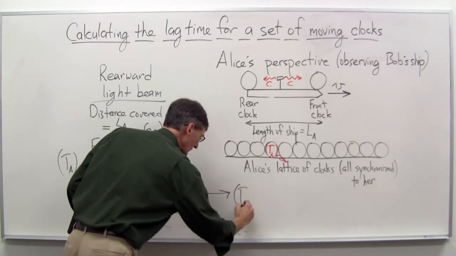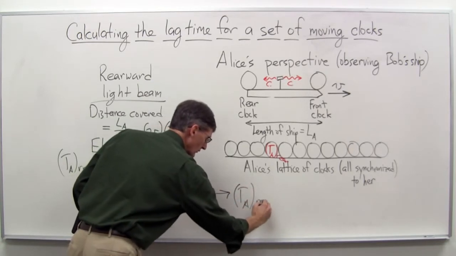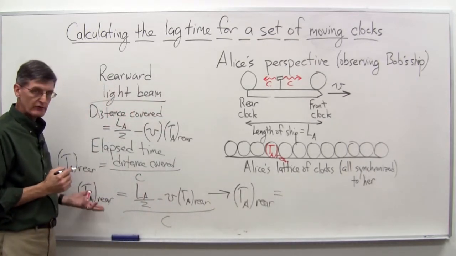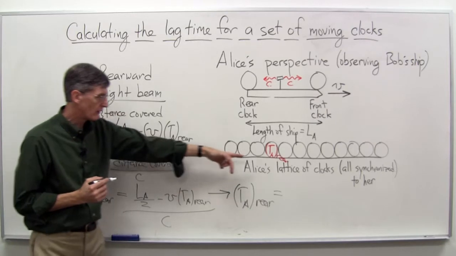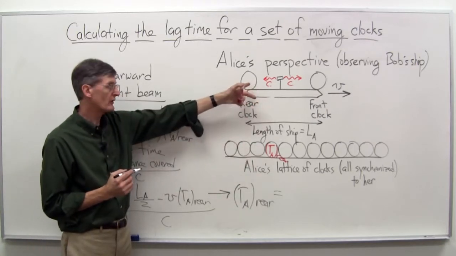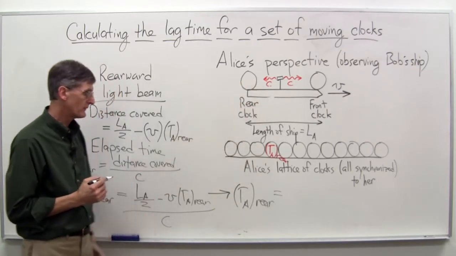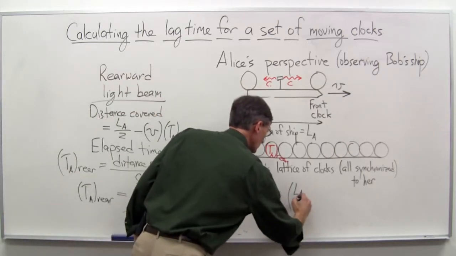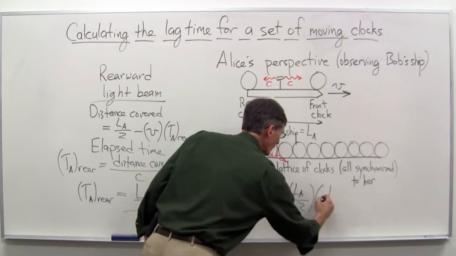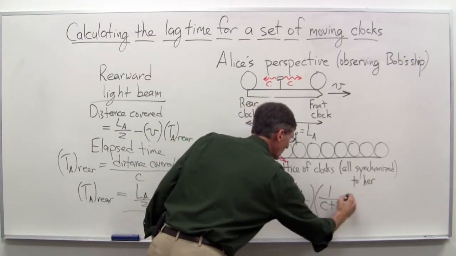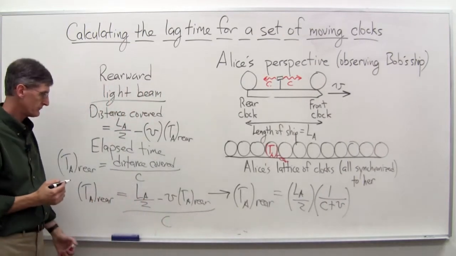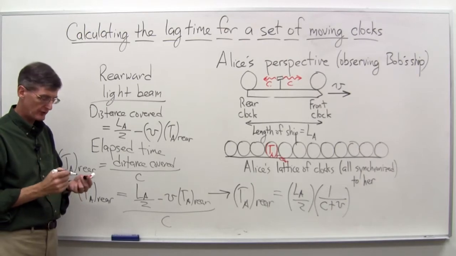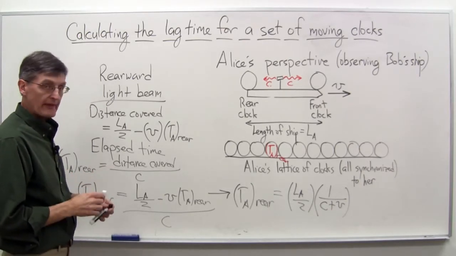So you can check your answer here. We can find Alice's clock when the rearward going photon hits the rear clock on Bob's ship. It is LA over 2, 1 over C plus V. Okay, so we'll go from there to there, a couple lines of algebra. Okay, so we say, great, we've got that part.